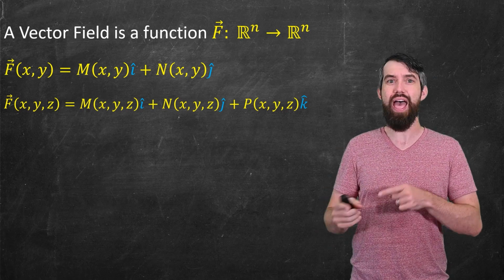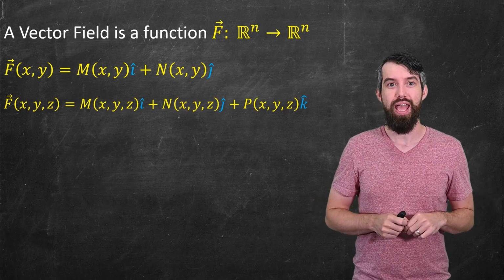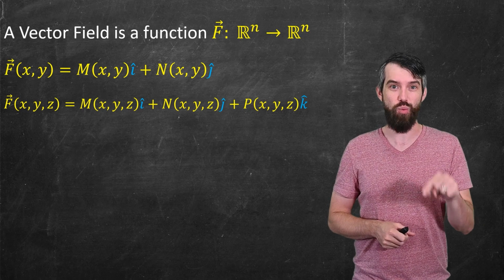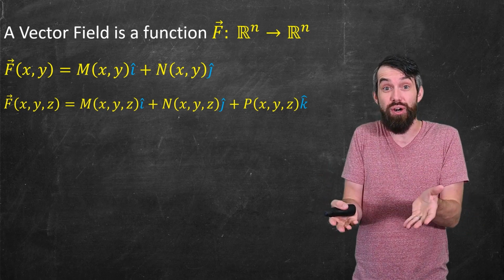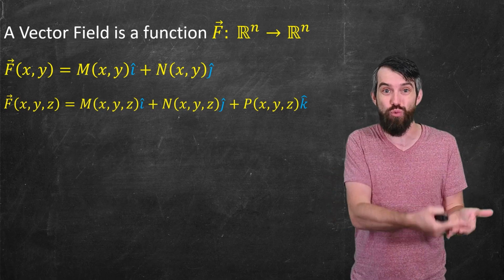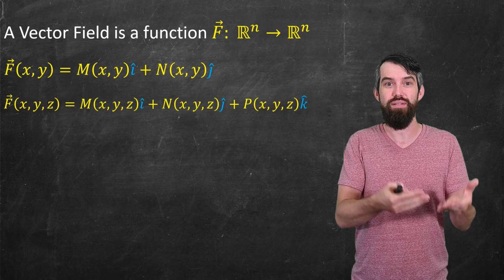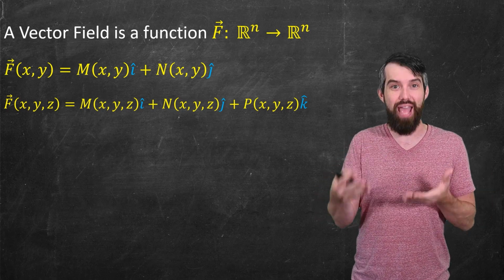So for example, in that plot of wind speed that we had before, that was a 2-dimensional plot, and at every location in the xy plane, there was a 2-dimensional vector, and that vector told you the wind speed at a particular point. Wind speed is both a direction and a magnitude. Nevertheless, you could encode that with these functions M and N.